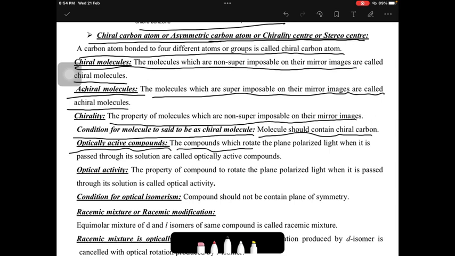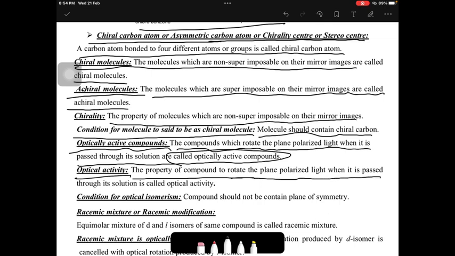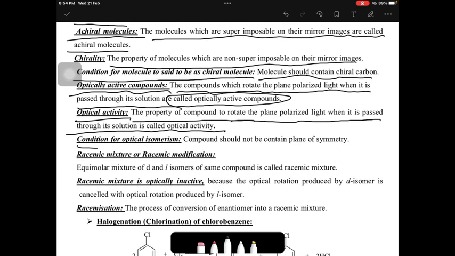Optically active compounds are the compounds which rotate the plane polarized light when it is passed through their solution. Optical activity means the property of a compound to rotate plane polarized light when it is passed through its solution. The condition for optical activity is that the compound should not contain a plane of symmetry.